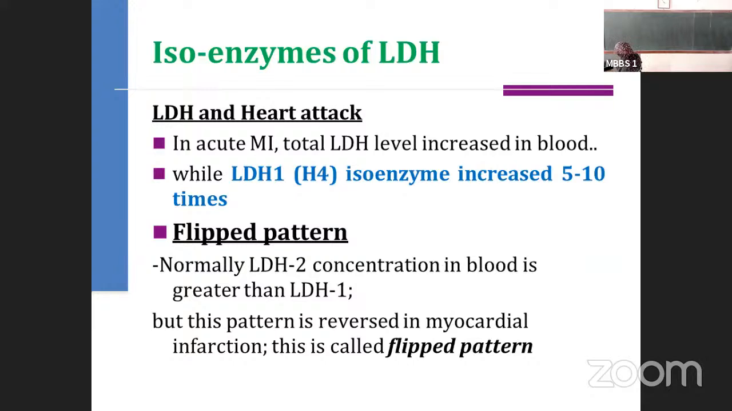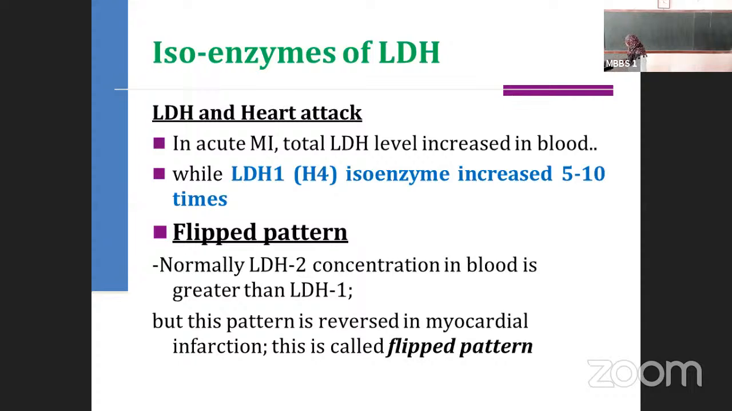Okay. Now coming to LDH and heart attack. One of the important enzymes for the detection of myocardial infarction is LDH. So total LDH level is increased in the blood with heart attack. But the LDH1 isoenzyme is increased 5 to 10 times more than the normal level. Total enzyme activity is also increased, but LDH1 is very specific in the heart attack, the concentration of which is increased 5 to 10 times the normal level.